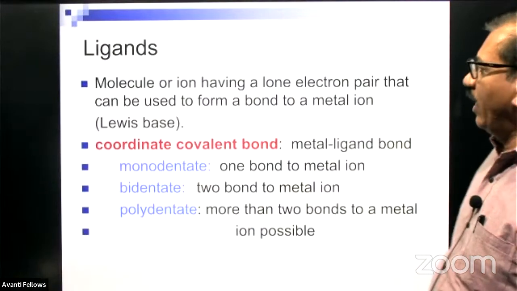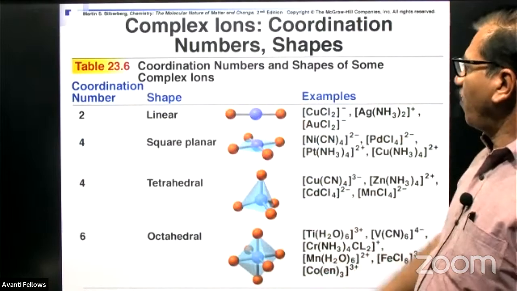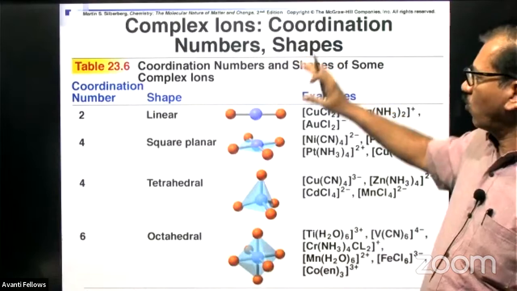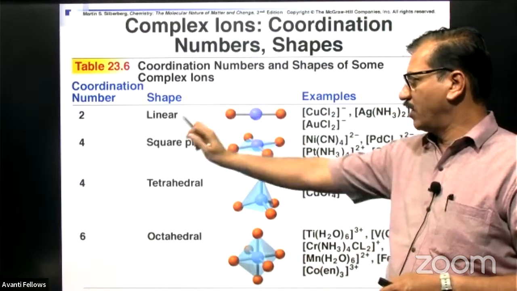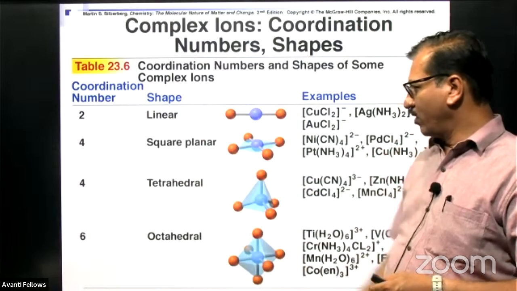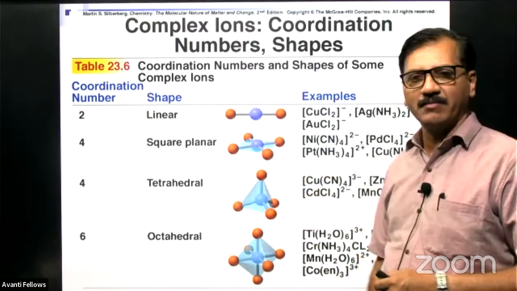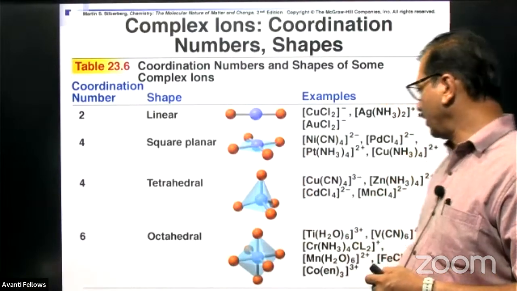Now ligands. This is the complex ion. In the complex ion, there can be definite coordination polyhedra. If there are 2 ligands, then it could be linear. If there are 4, then the geometry can be square planar or tetrahedral. It can be square planar or tetrahedral, right?